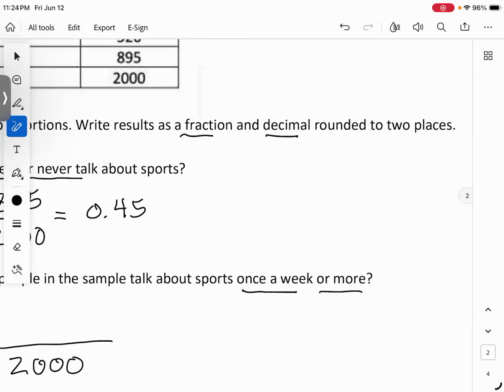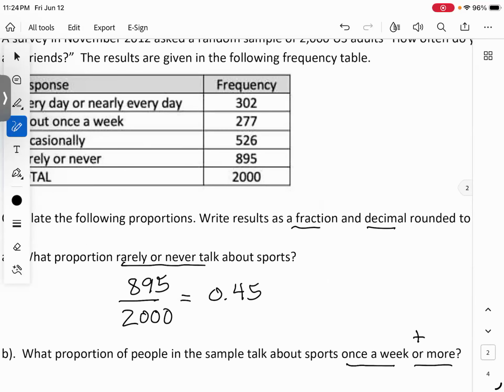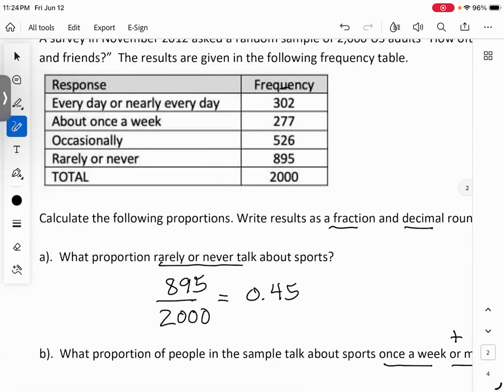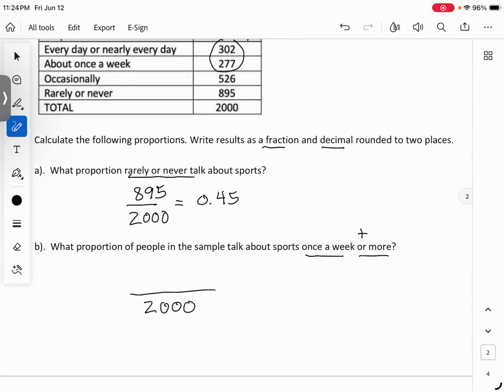And I'll just put a little plus sign here. Whenever you see "or" for our class, we're going to be adding some stuff together. All right, but here it is. Right there, 302 and 277. So you're going to go and add those together.